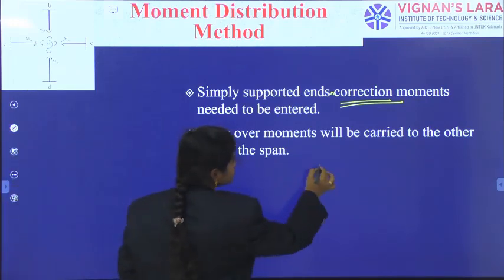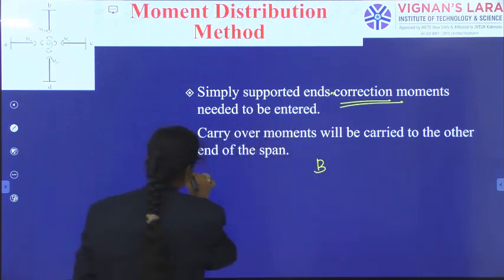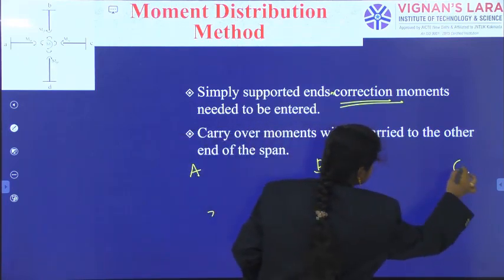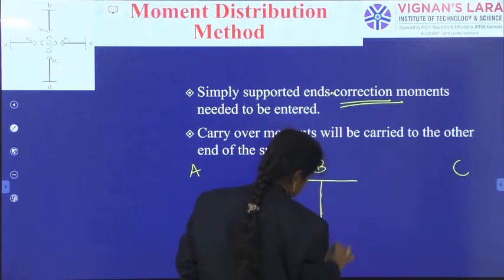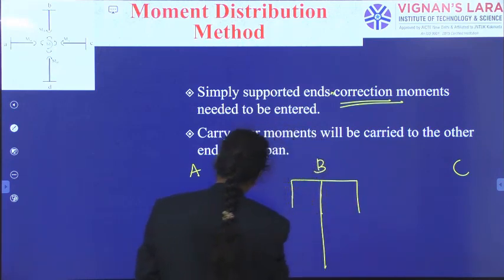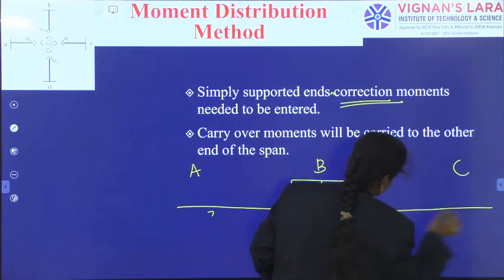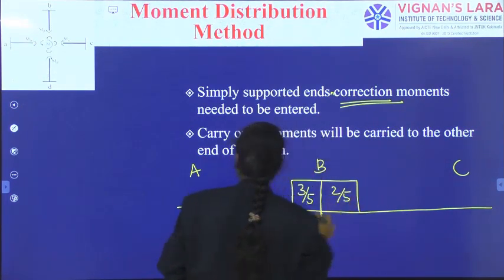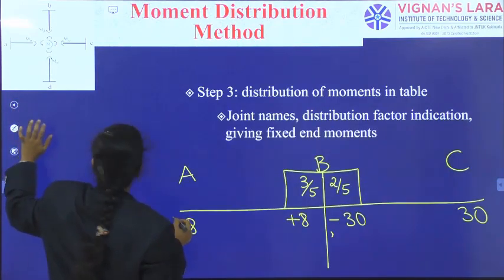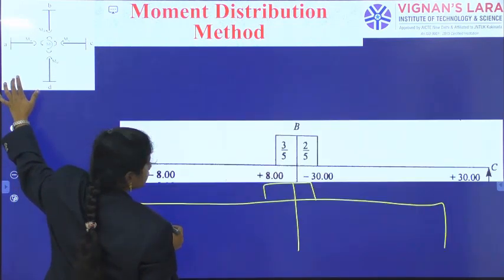So as we have got B, A and C, with ratios 3/5 and 2/5. These are the distribution factors, I think. 8, 8, 30, 30.